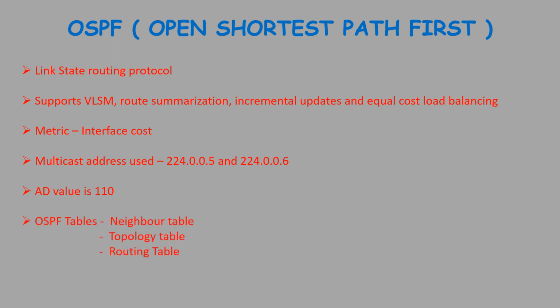An OSPF router stores routing and topology information in three tables. The neighbor table stores information about OSPF neighbors. The topology table stores the topology structure of the network, and the routing table stores the best routes for the network.